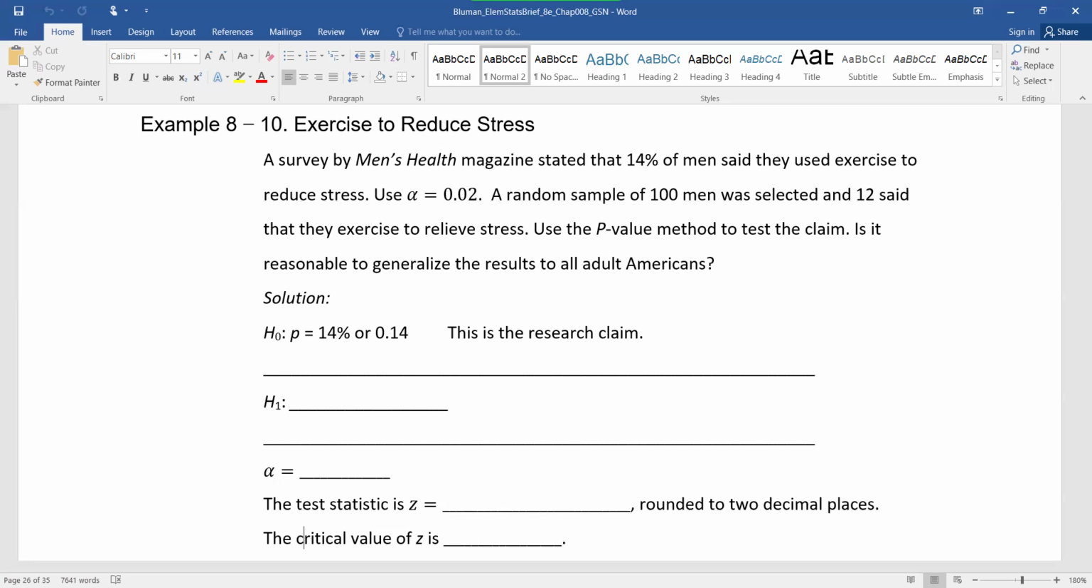There you go. All right, so this is the last question, and then I'm done for today. This says exercise to reduce stress. Seems like you have a lot of stress in your life, but we're going to exercise this out, right? So a survey.